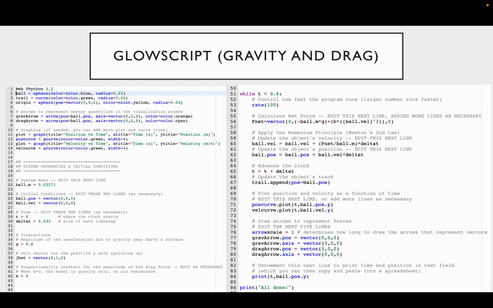And then here's my GlowScript code for gravity and drag. As you can see, the fnet changed. Here I have the vector at 0, and then I have the negative ball's mass times gravity plus b times the ball's velocity squared, and then also 0 as our z component. And then further down, the ball's velocity is equal to the ball velocity plus fnet divided by the mass of the ball times delta t again.